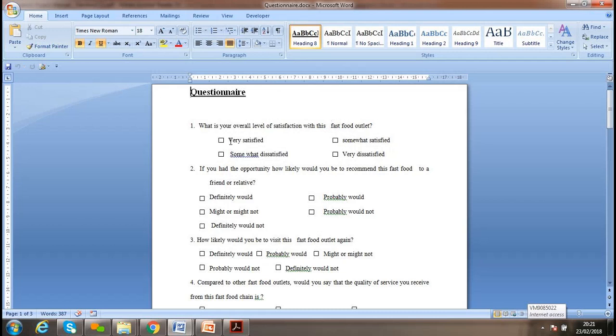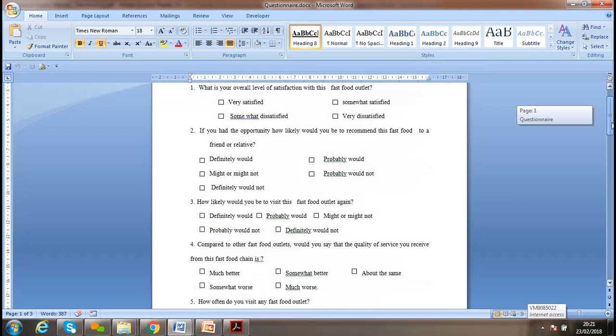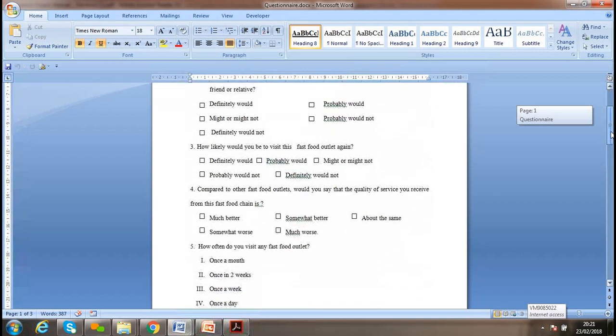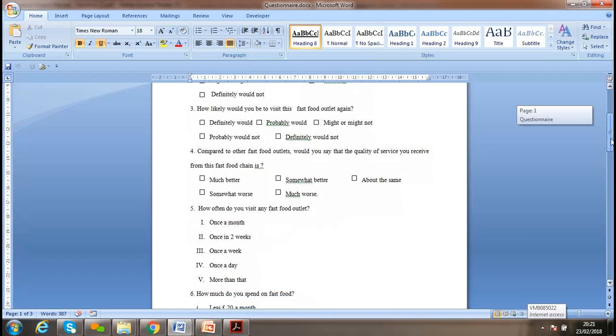So maybe somebody can say very satisfied, somewhat dissatisfied, somewhat satisfied, very dissatisfied. And if you had the opportunity, would you recommend this fast food? Definitely I would. Now we are looking at the quality. How likely would you be to visit this fast food outlet again? The question is not properly framed.